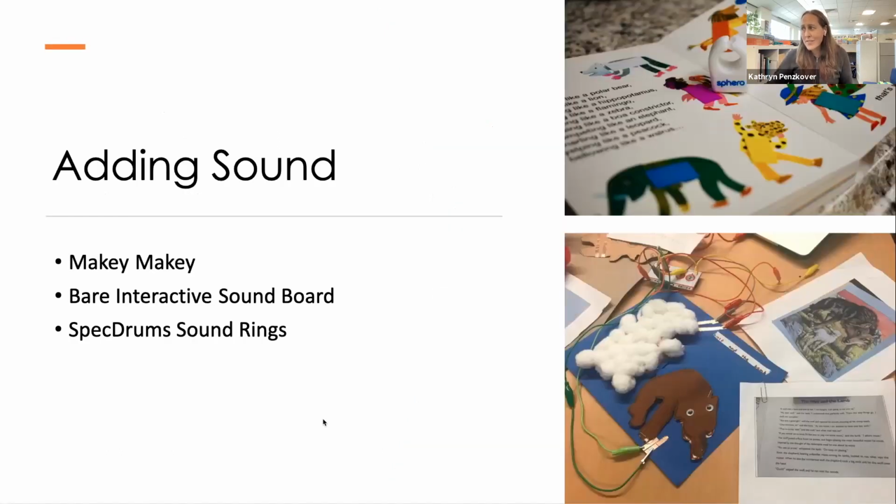We've also added sound to a lot of our projects using a variety of different things. Makey Makey is one where you use touch to make things make sound. The Bare Interactive Soundboard is also a good one. And we've used these Spectrum sound rings, which are up here. It's bought by Spiro now. They're called Spectrums, but they use color to translate that into a sound, and you can make your own sounds. So that's a fun way to augment books.